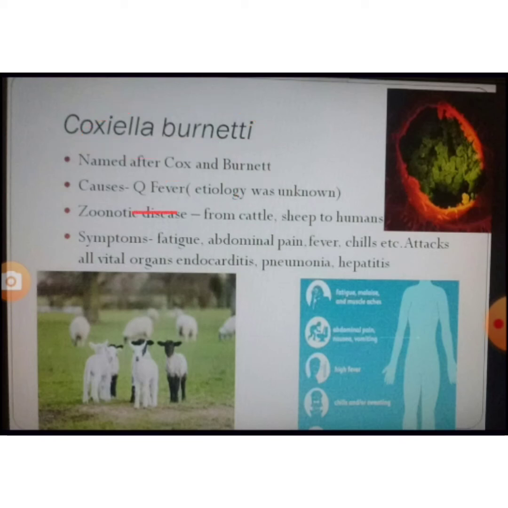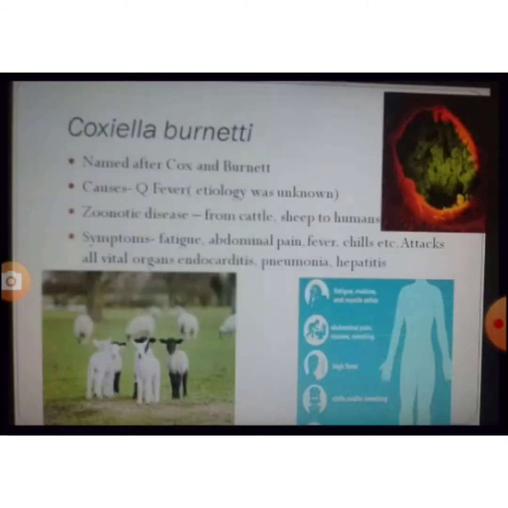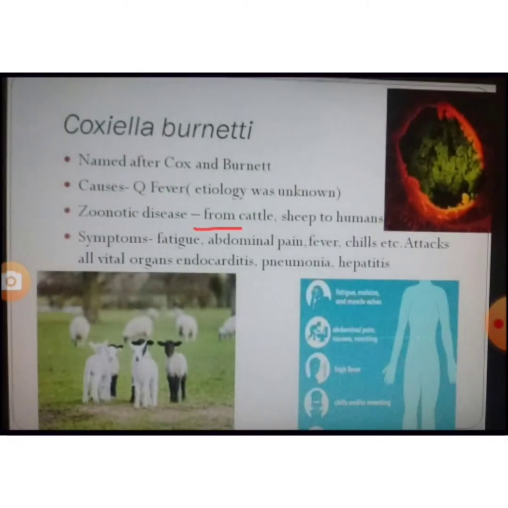It causes Q fever. Why has the name Q been given? Because they did not know the etiology of the organism, they were just studying. But symptoms were seen, so they just wanted to give the disease a name, Q, which stands for query. They didn't know the etiology, so that's why they gave the name Q fever. As I told you, it's a zoonotic disease. Zoonotic in the sense it spreads from cattle and sheep to humans.